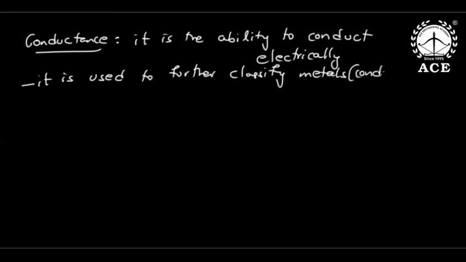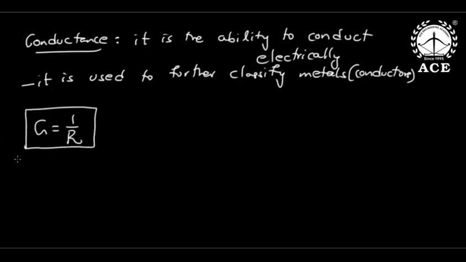Actually, resistance is there to classify. Now we already know resistance is there to classify, but why are we learning to further classify in detail and precisely metals? Because all metals are very good conductors. So they started giving conductivity. So conductance is the ability to conduct. It is used to further classify metals. But conductance is the reciprocal of resistance. Its units are mho or Siemens.